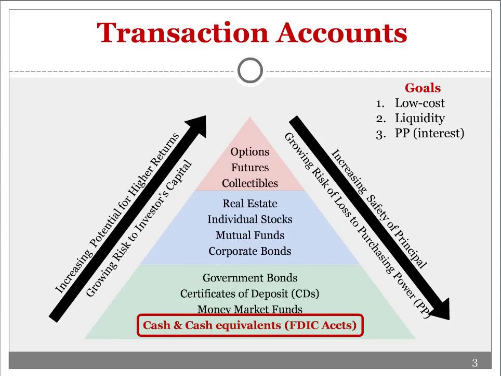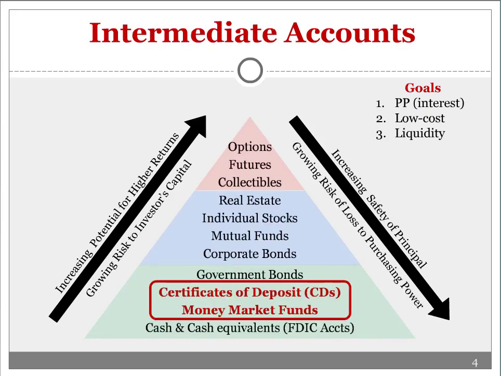Checking and savings accounts are the most common types of transaction accounts. The next asset category is called intermediate accounts. These accounts are similar to transaction accounts, but they are slightly less liquid. The most common intermediate accounts are certificates of deposits, called CDs, and money market funds.